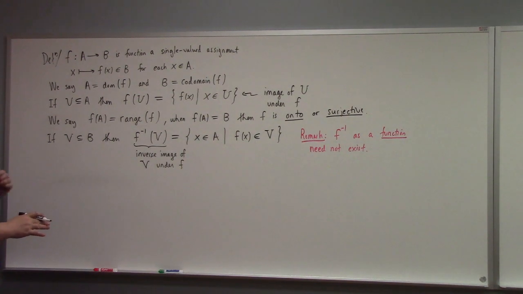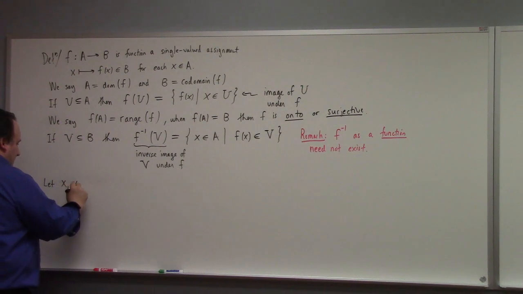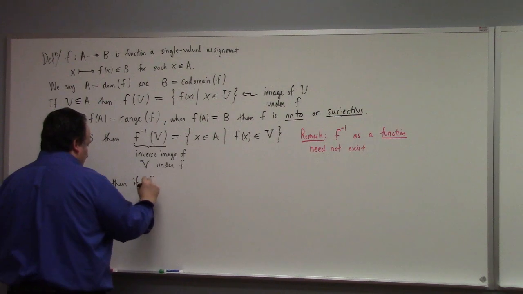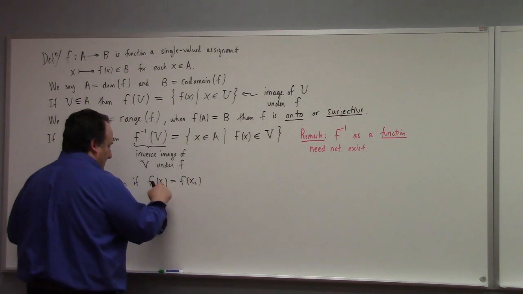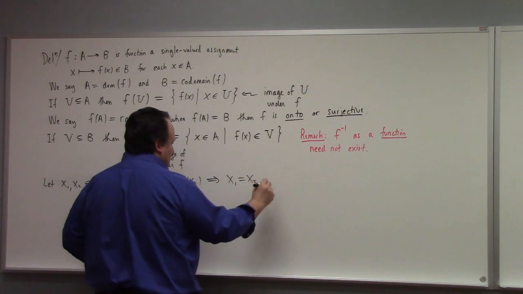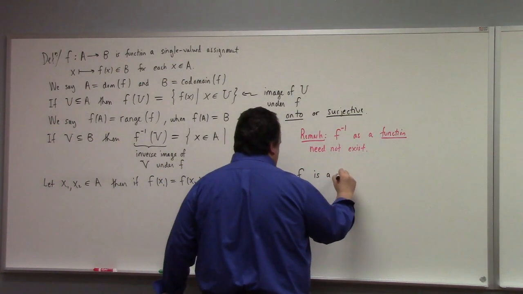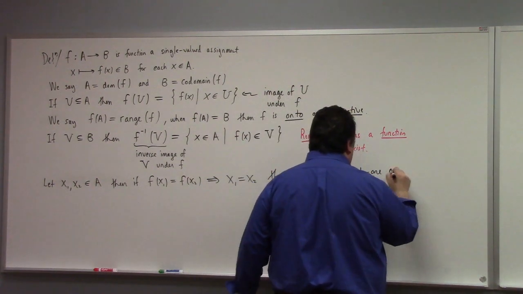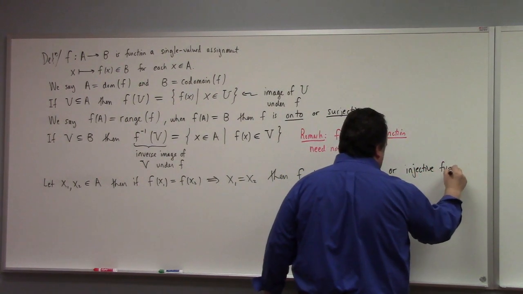Okay, so let's say it this way. Let x1 and x2 be elements of A. Then if f of x1 equals f of x2 implies x1 equals x2, then f is a 1-to-1 or injective function.